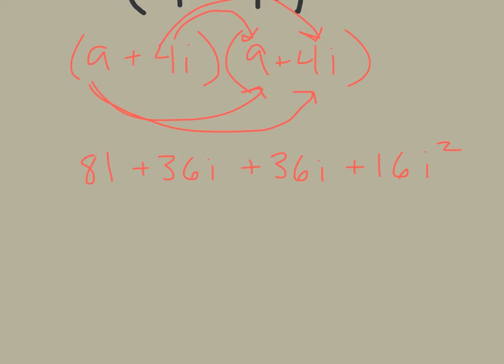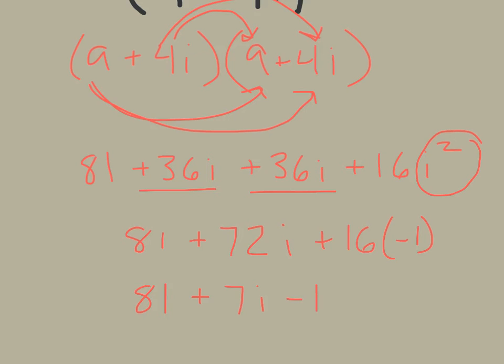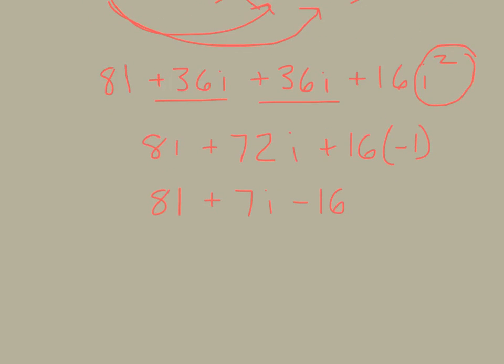What are the like terms we're combining? 36i and 36i. So we have 81 plus, what's 36i plus 36i? 72i plus 16i squared. What can we change this to? Negative 1. So what's 16 times negative 1? Negative 16. So 81 plus 72i minus 16. Now we just subtract the 81 and the 16. 65 plus 72i.